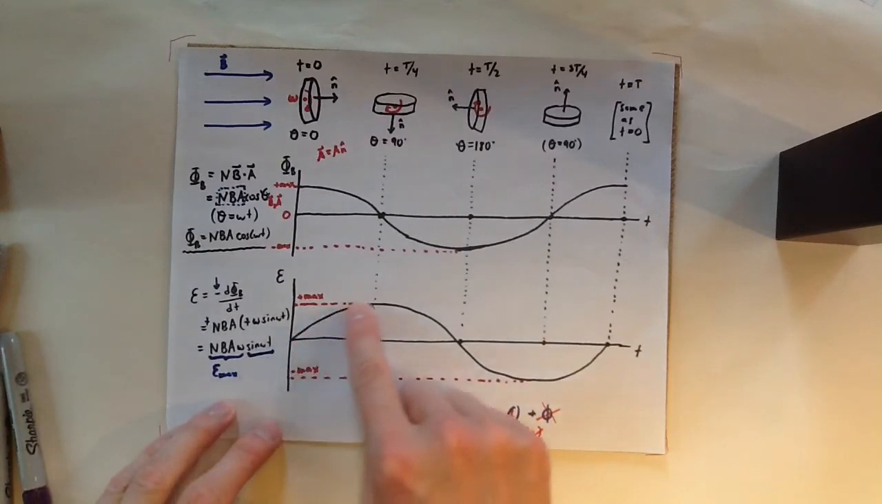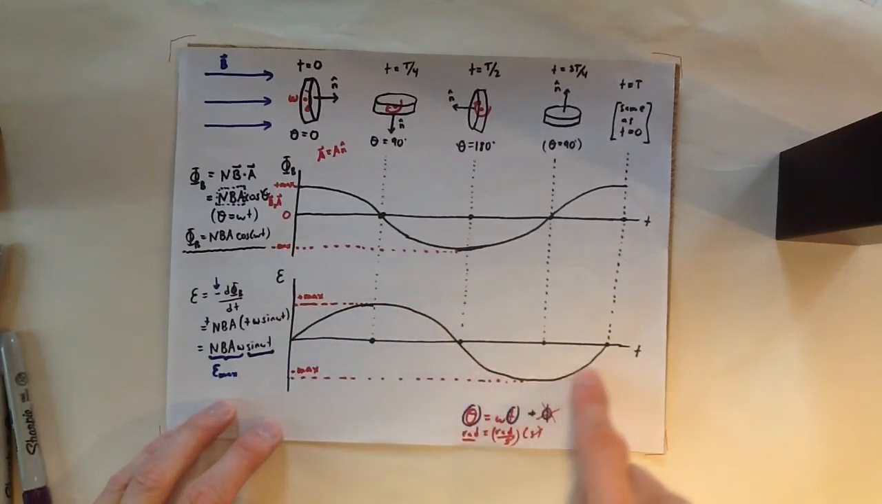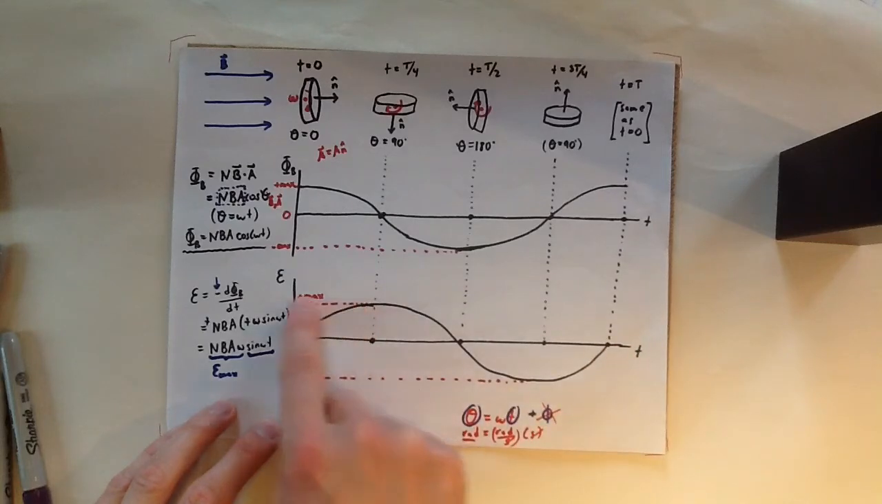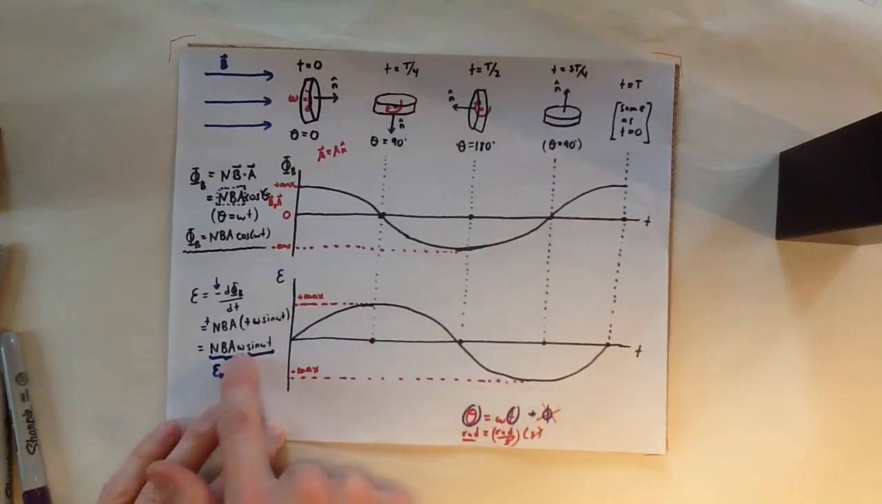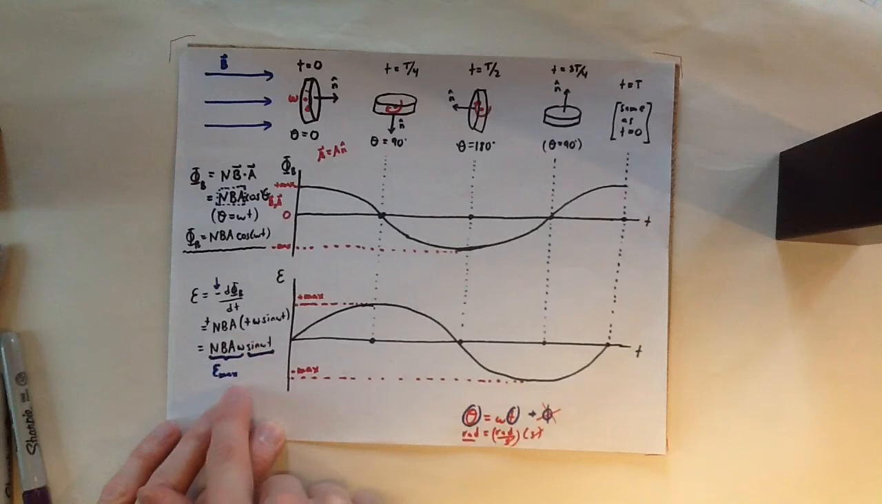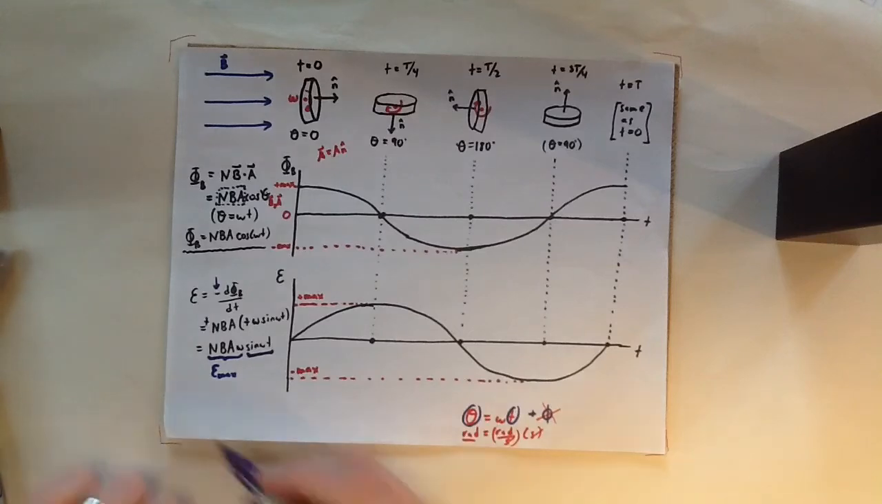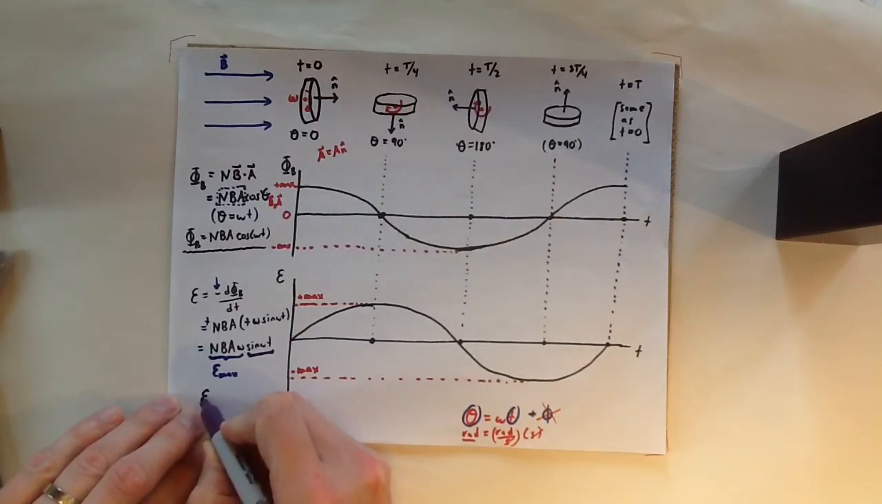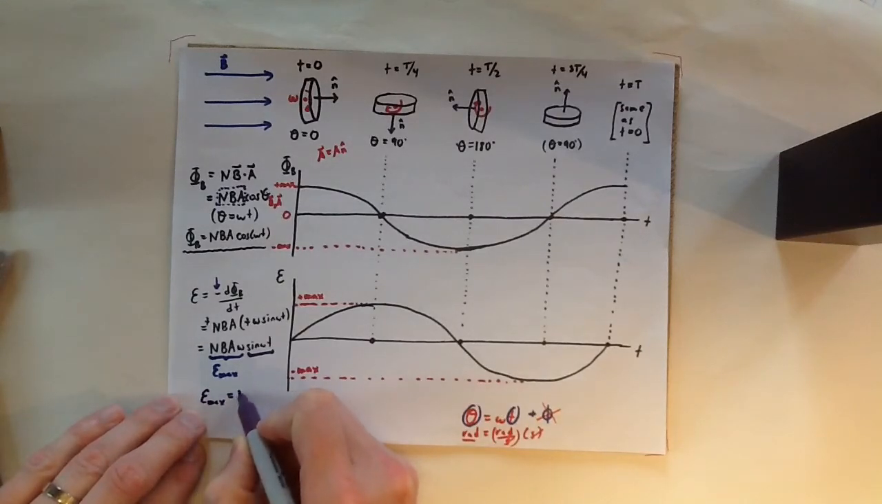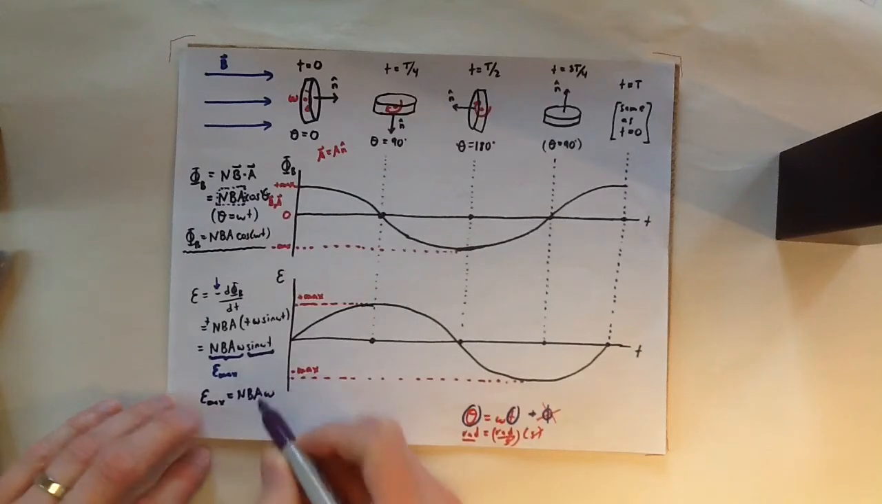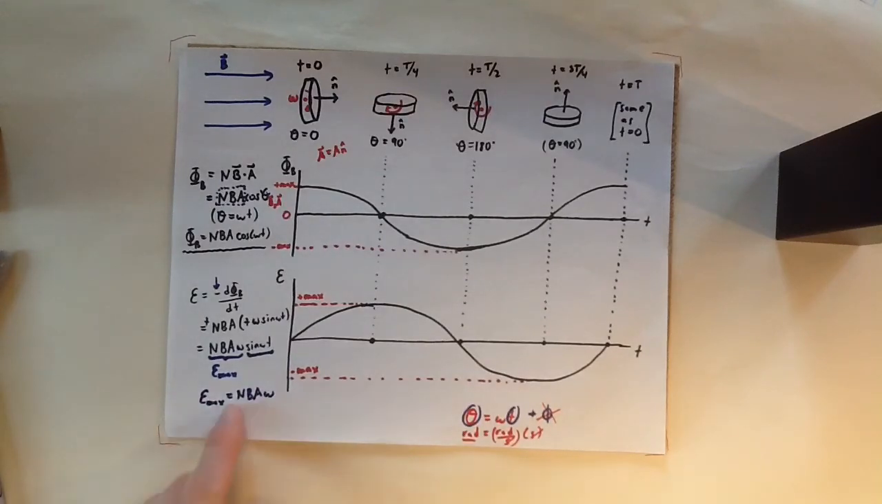So this is a sine function. I've gone ahead and drawn it as a sine function. And of course, the plus max and minus max are set by whatever is multiplied in the front. So in this case, the maximum EMF is set by NBA omega. I'll write it down here again. The maximum EMF is set by this quantity.